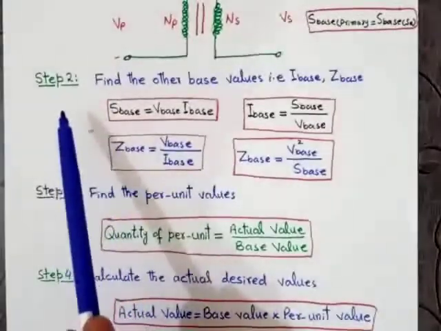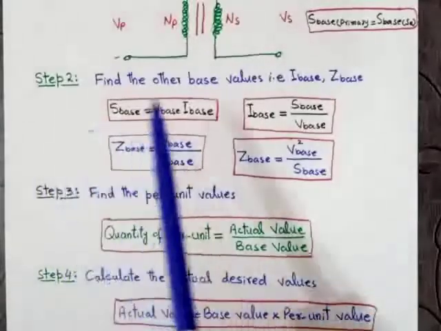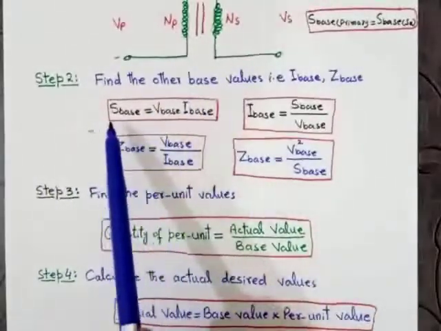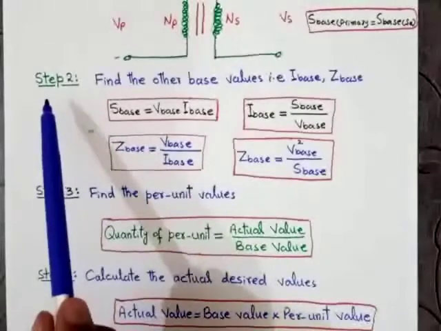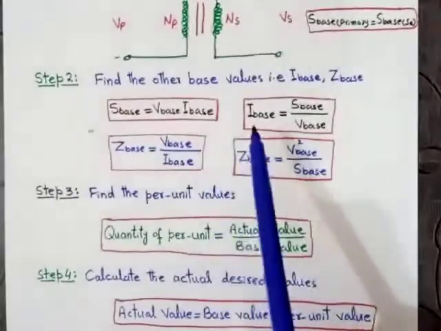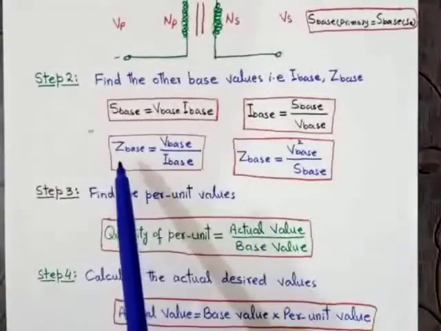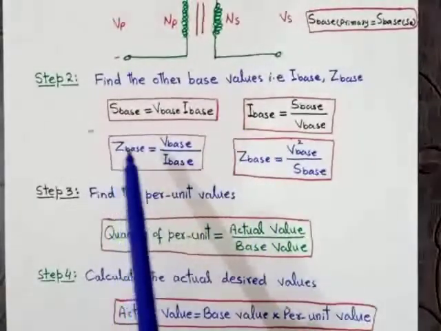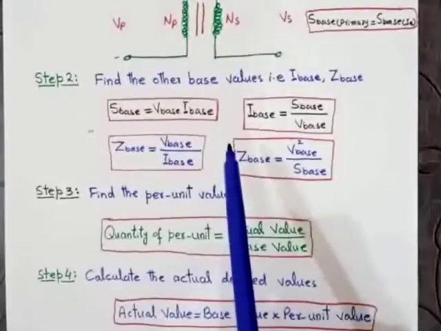In step number 1, we will select the two base quantities, that is V base and S base. In step number 2, we will find the other base values, that is I base and Z base. So this is step number 2.